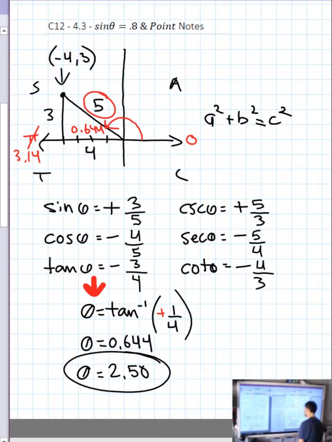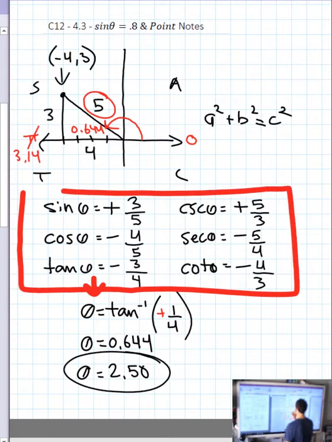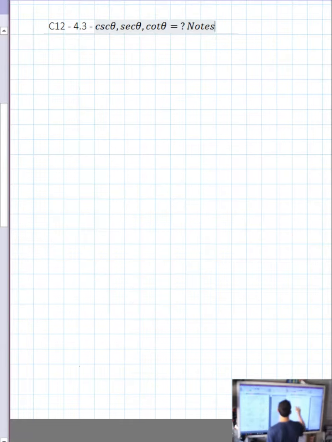So they're going to ask for theta in standard position, the arrow, and they're going to ask for what we call the 6 basic trigonometric identities. And doing it in that fashion is going to be very, very helpful. All right, more on to these new definitions.